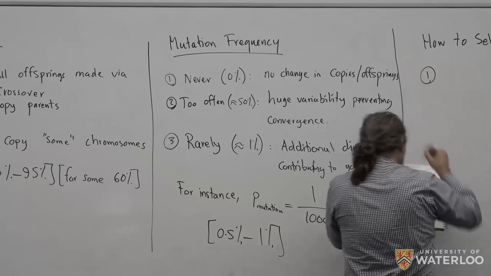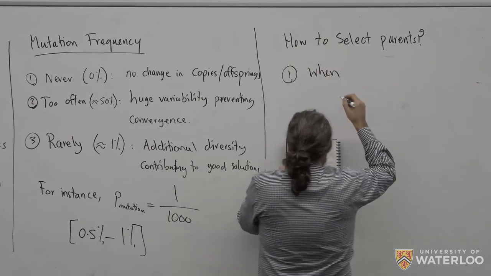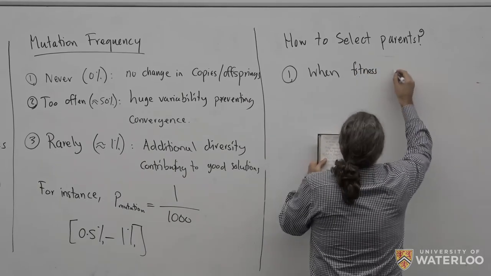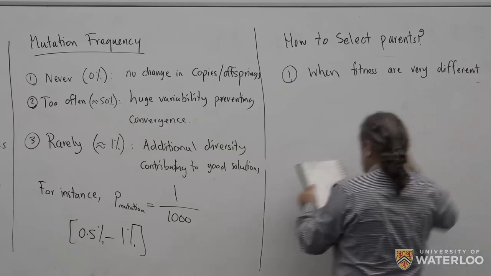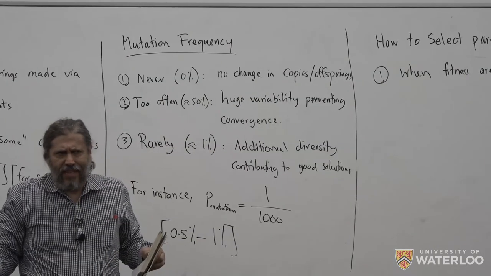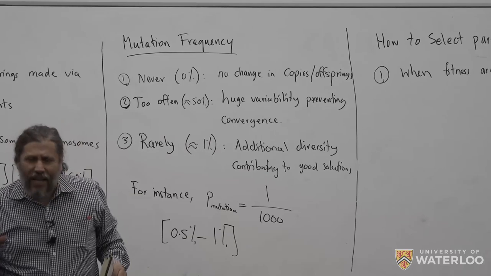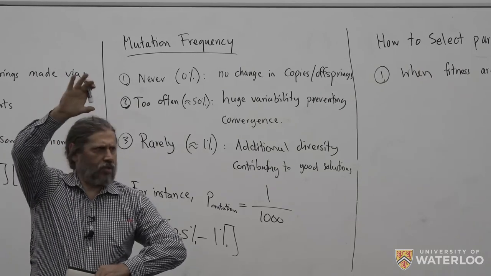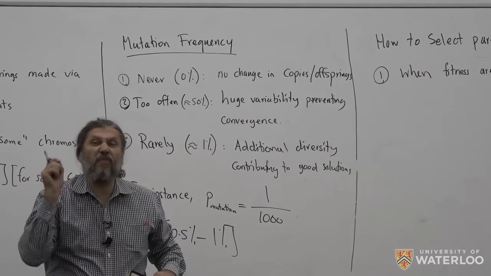Okay, there are some ways of doing it. First, how do I select parents? When fitness values are very different, so what does that mean? So I have some fitnesses, and the fitness values are all over the place. I have low, I have medium, I have high, I have very high, I have extremely low. So if that happens, I can rank my chromosomes based on their fitness, and then I can select the ones maybe at the top because they're very fit. So we do parent selection this way if there is a gigantic amount of diversity in the fitness values.